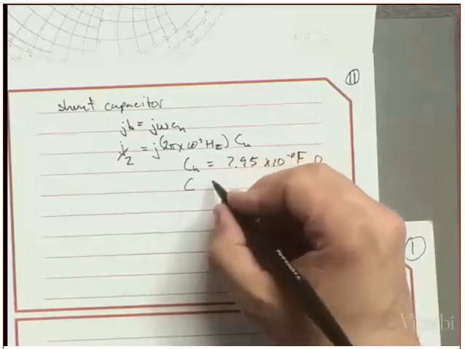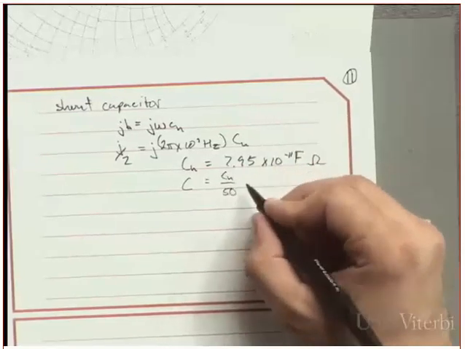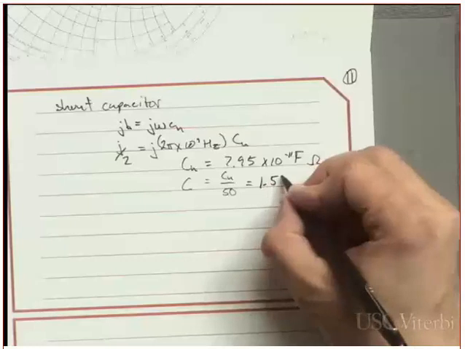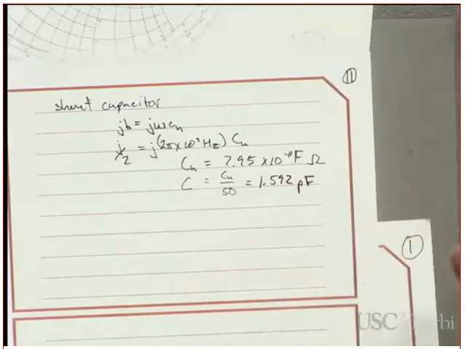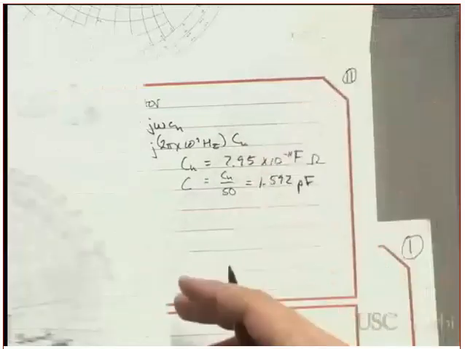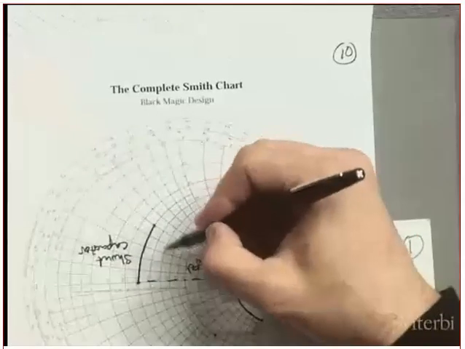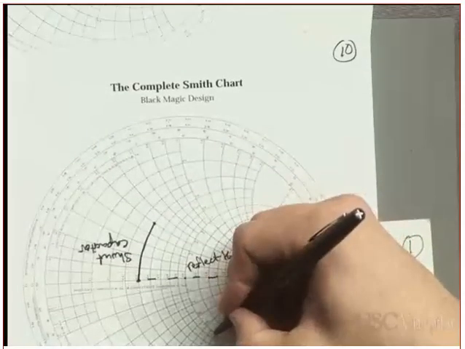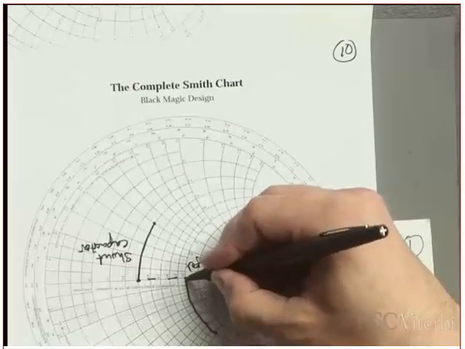So my unnormalized capacitance is Cn over 50, or in this case, 1.592 picofarads. Okay, that's about 1.6 picofarads. So, what would I do at this point? I would reflect back through the origin, find myself here, and add another series inductor and get myself right back to the origin.